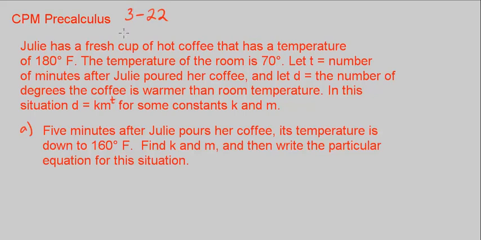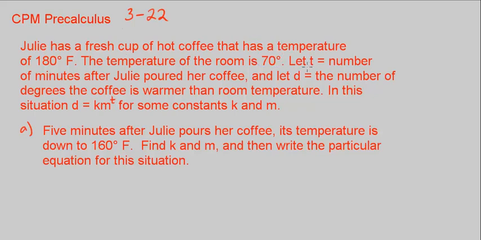This is CPM Precalculus, Chapter 3, number 22. So here we have Julie, and she has a fresh cup of hot coffee that has a temperature of 180 degrees Fahrenheit. The temperature of the room is 70 degrees. So Julie's sitting in a room, her coffee is 180 degrees, the room is 70.